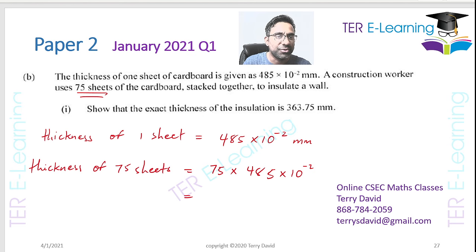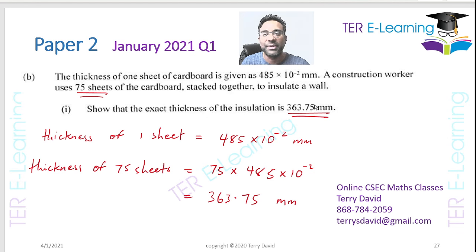And this is going to give me 363.75, which is what they asked us to prove. So this is 363.75 millimeters. So we showed this. This is what we're trying to show, and we did that.